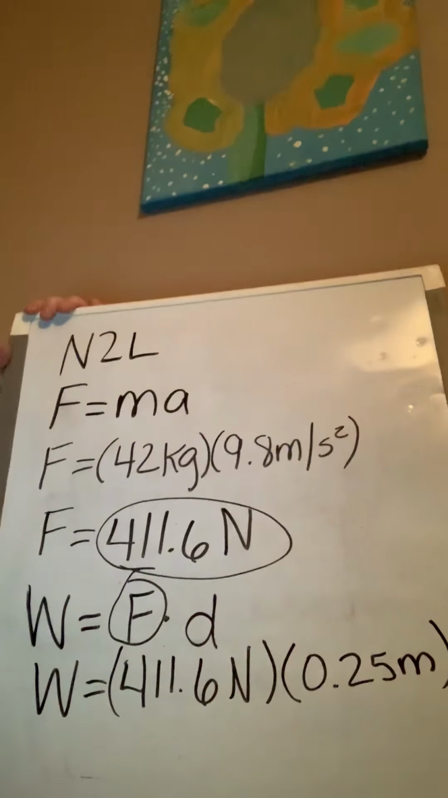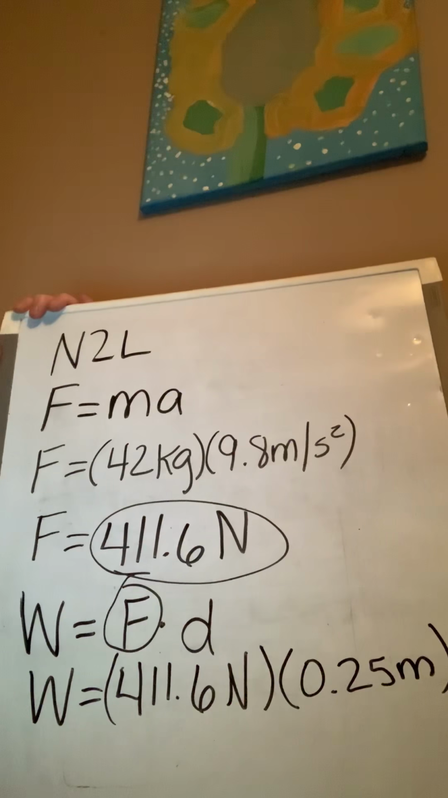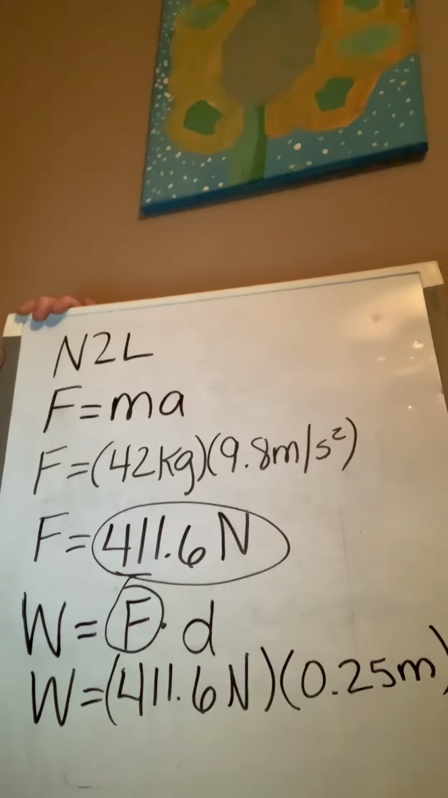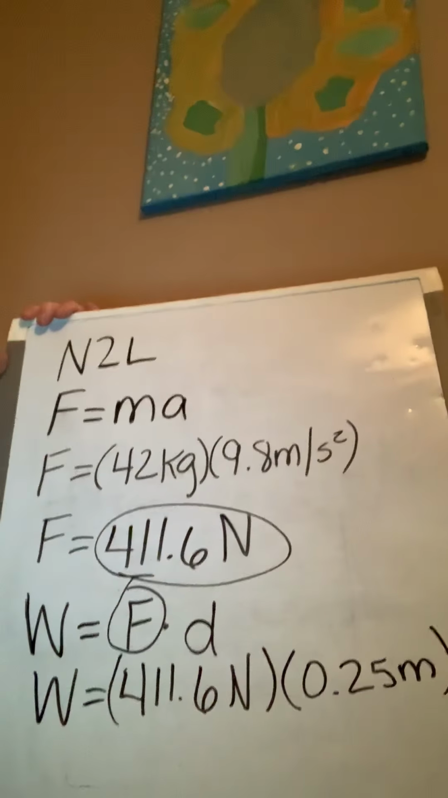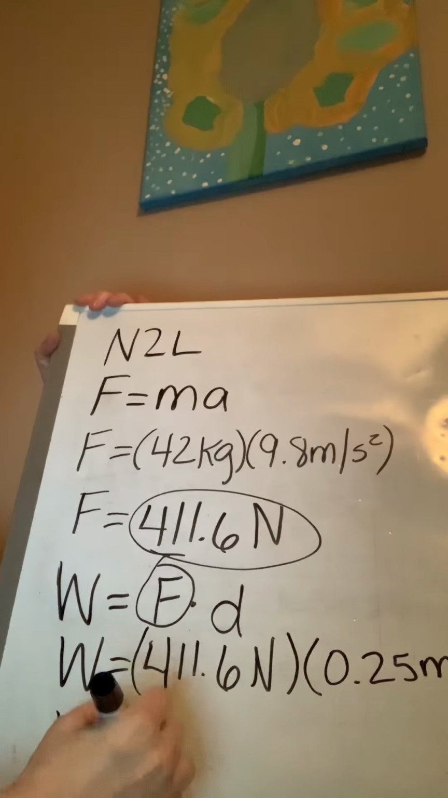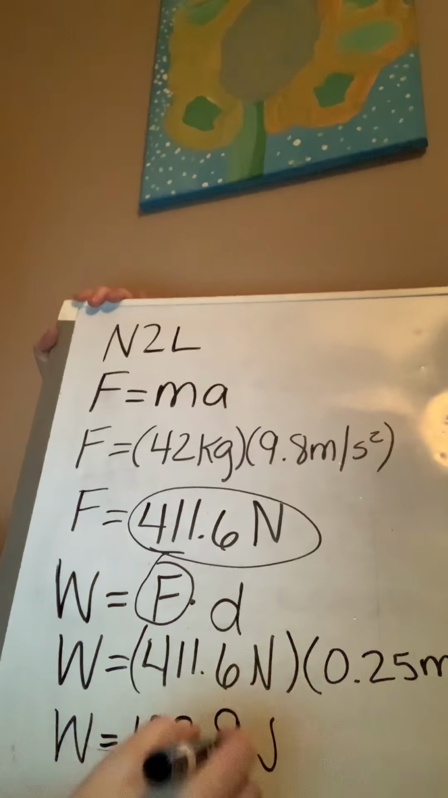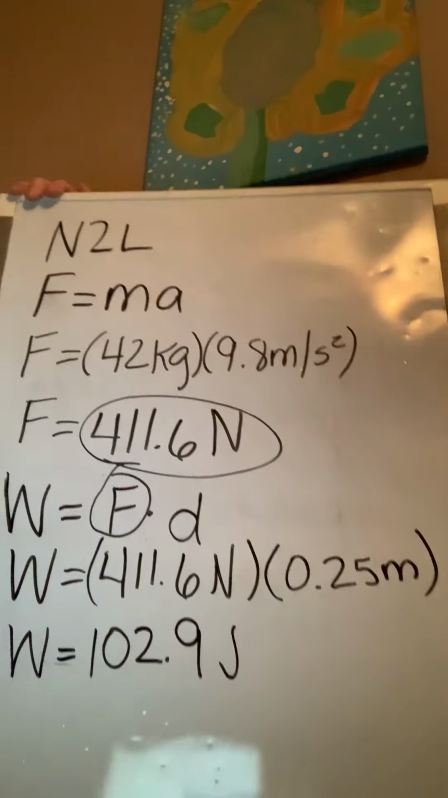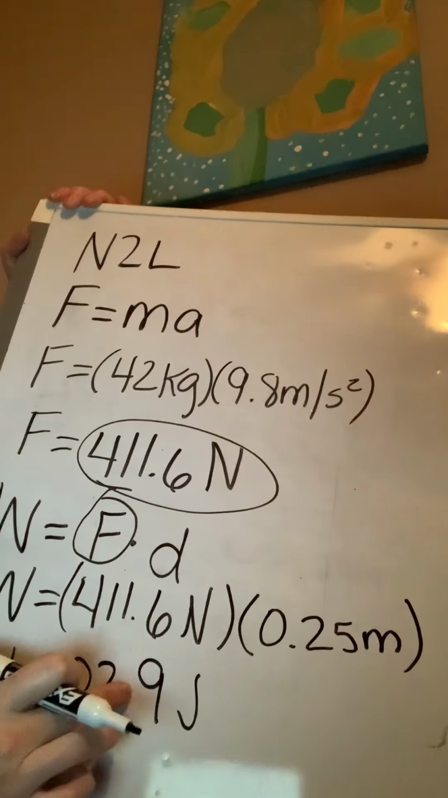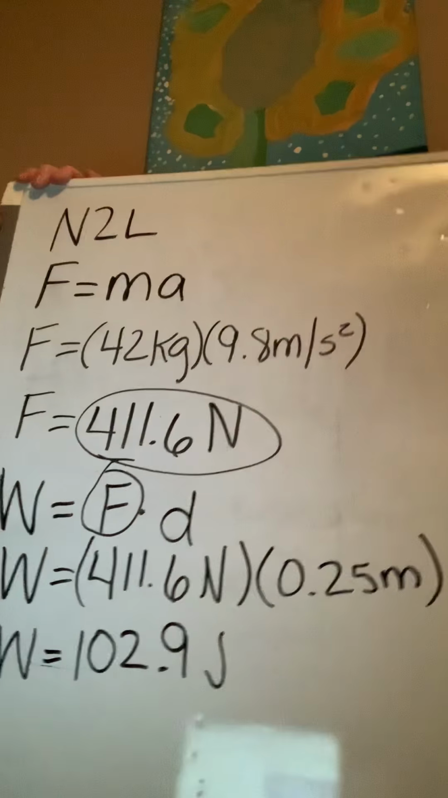Okay. Now I can multiply those two numbers in my calculator, and that gives me 102.9 joules. 102.9 joules. Okay.